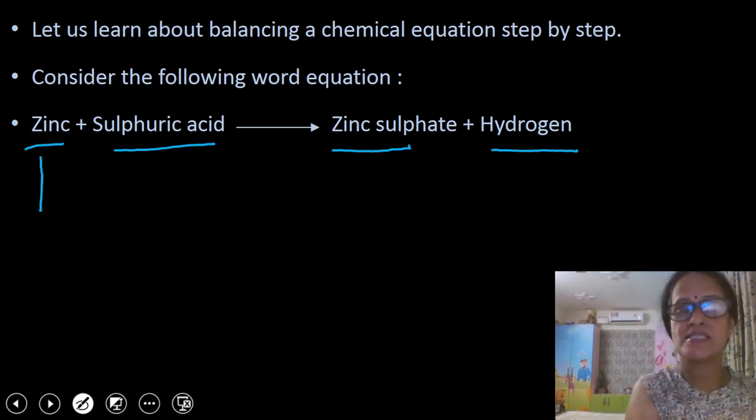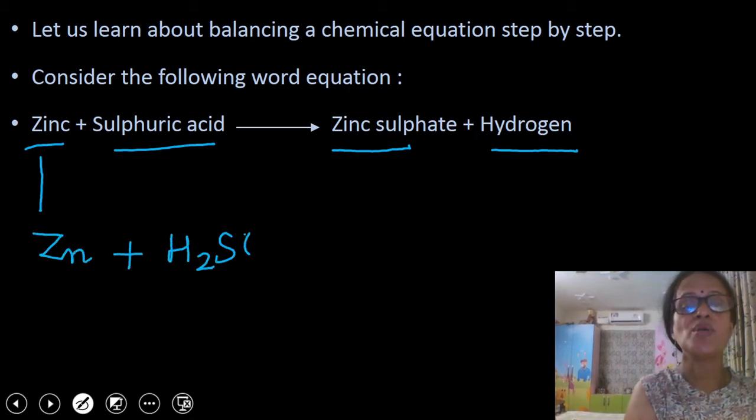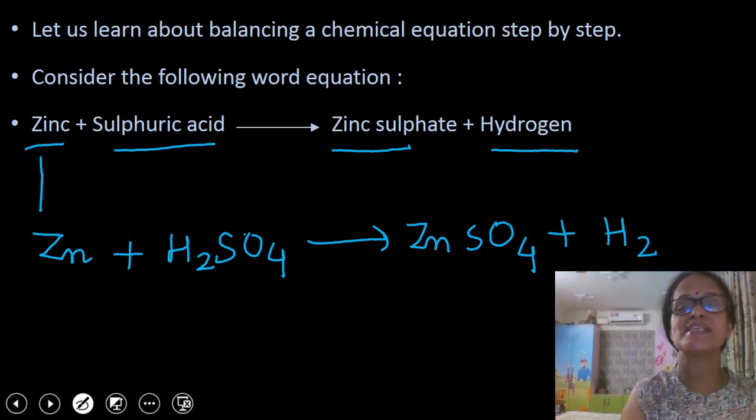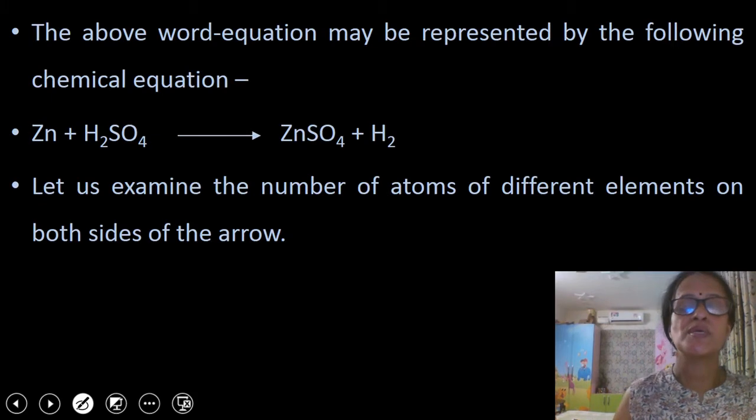One is zinc. The symbol of zinc is Zn. And we have sulfuric acid. The formula of sulfuric acid is H2SO4. They react together and form zinc sulfate. The formula of zinc sulfate is ZnSO4, plus hydrogen gas is liberated. The formula of hydrogen gas is H2. So the above word equation we have written in the form of a chemical equation.